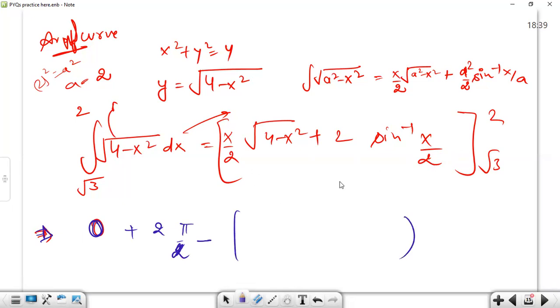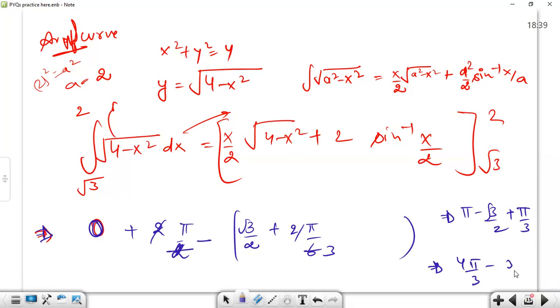Minus, now putting x equal to root 3: 4 minus root 3 square, 4 minus 3, the square root of 1 is simply 1. Then 2 into sine inverse of root 3 by 2. This is like 30 degrees should be the angle, and if it is 30 degrees, so pi by 6. So this will be pi minus root 3 by 2 plus pi by 3, making it 4 pi by 3 minus root 3 by 2.